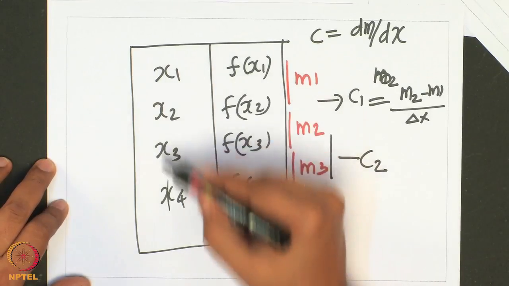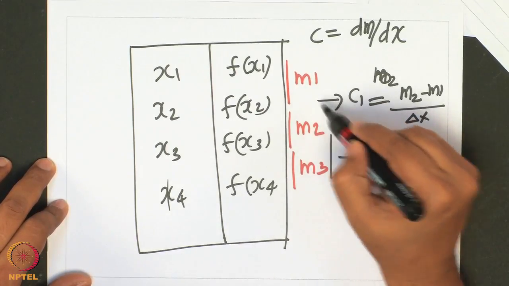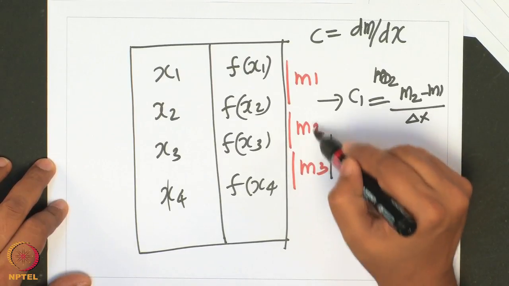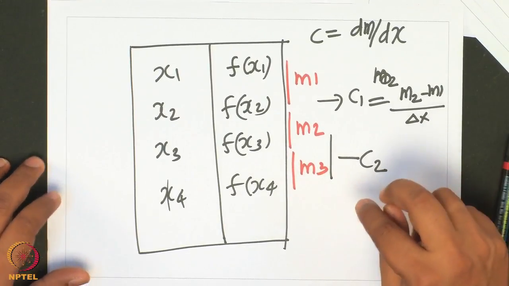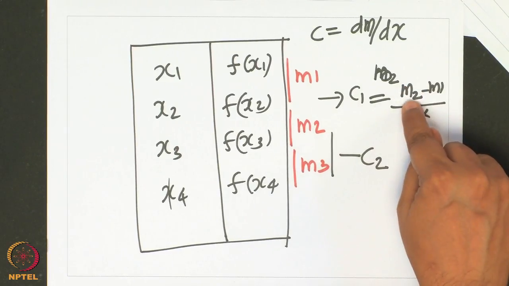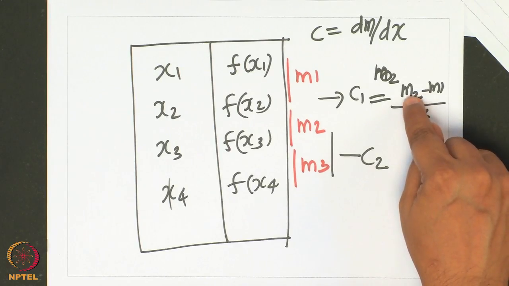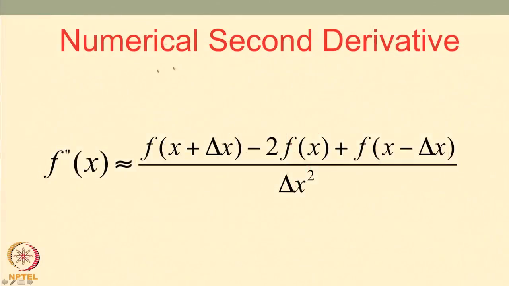So given 4 data points, I have 3 first derivatives and 2 second derivatives, c1 and c2. So these two values I can take and calculate c1. These two values I can calculate, and calculate the difference between these two, which will be a derivative of m, and that will correspond to the second derivative. So if you write this, just remember m itself can be written as f of x plus delta x minus f of x divided by delta x, and there is a divided by delta x again here. So if I do this, I will get a delta x square. So the numerical second derivative can be written as f of x plus delta x minus 2 times f of x plus f of x minus delta x by delta x square.